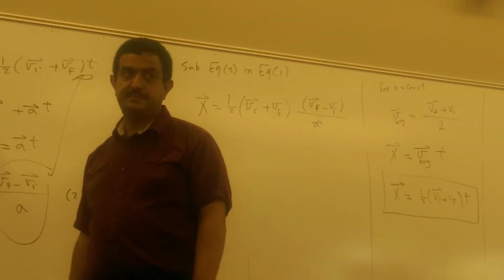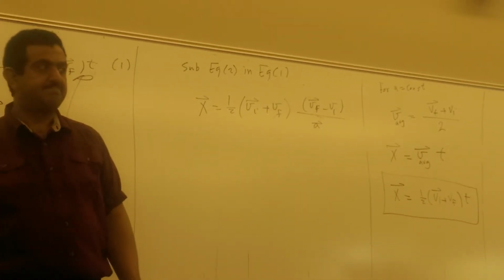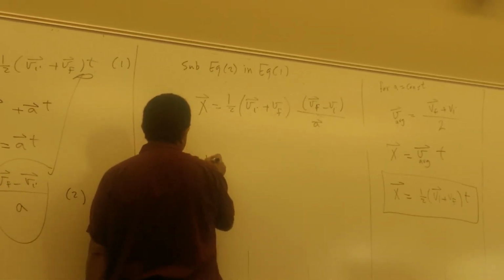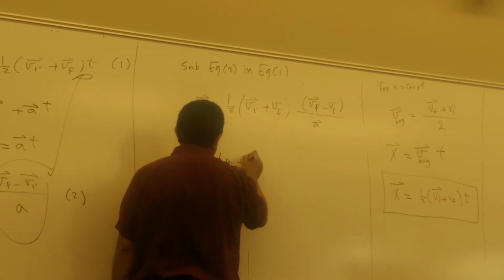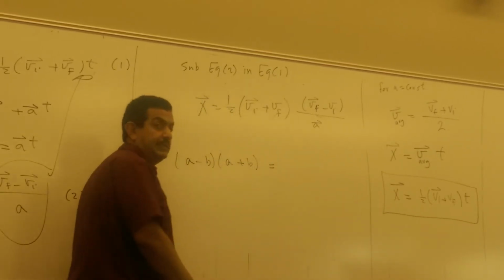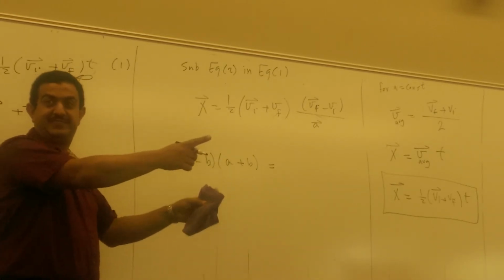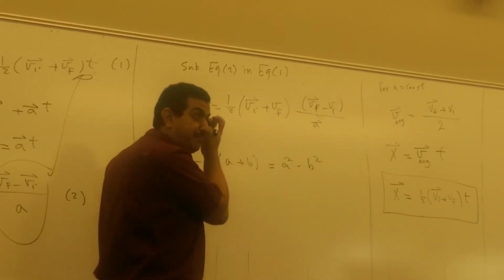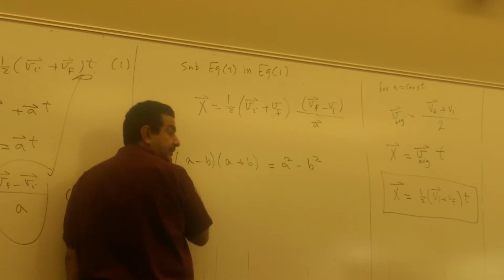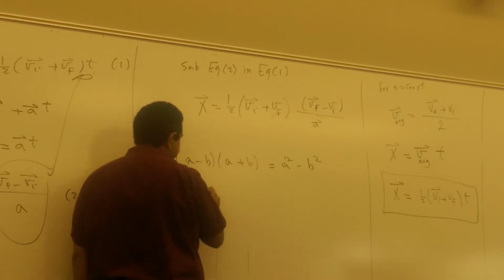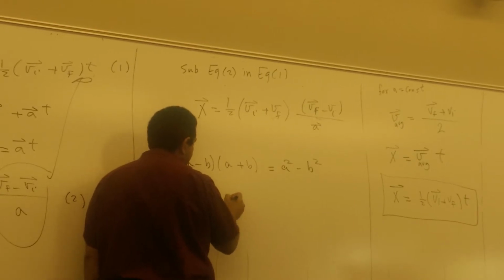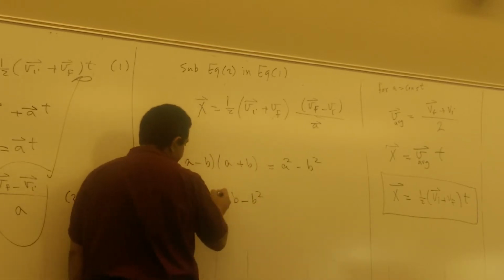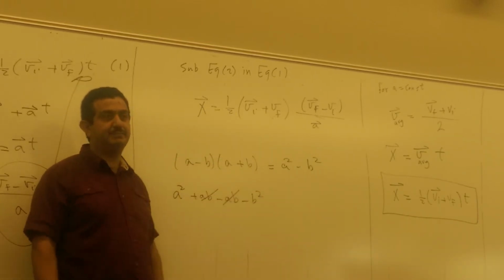Cool? Not cool? Okay. What is A minus B times A plus B? That's right. Just to prove that he's not making stuff up, let's do it. A times A, A squared. A times B is AB. Minus B times A, negative AB. Minus B times B, B squared. And you will notice this and this cancel away. And look, he is right. He's not making stuff up.